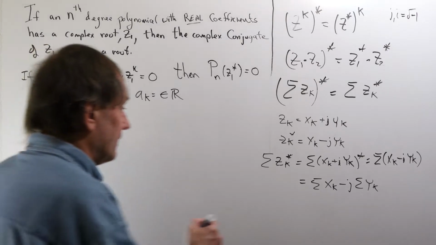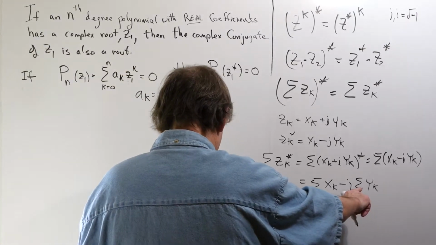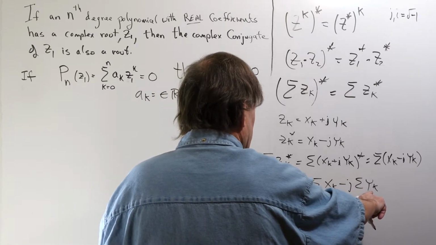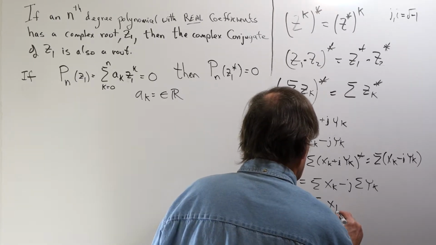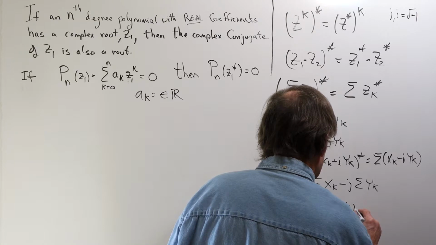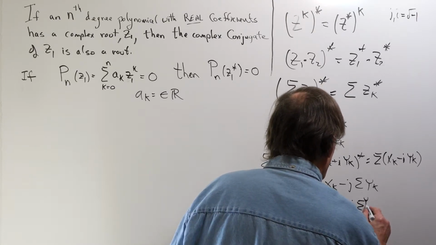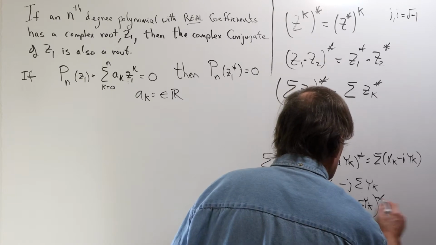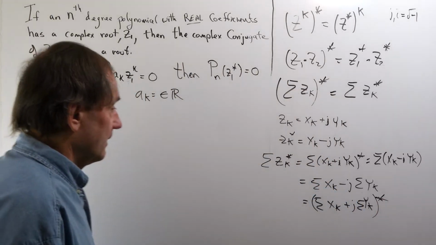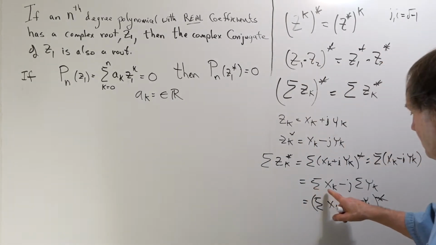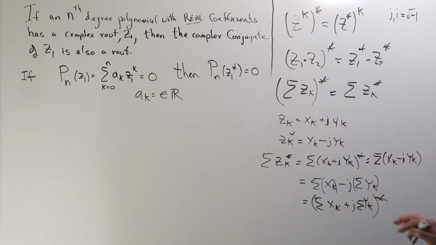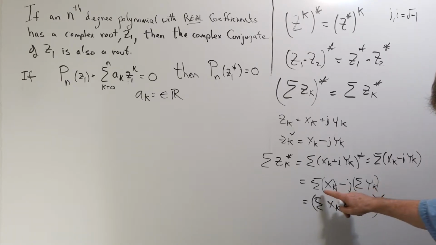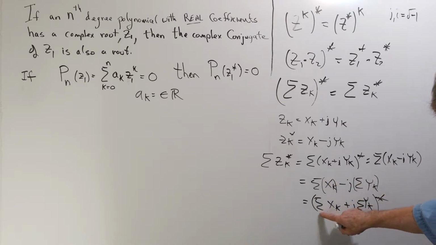But this now becomes the sum of xk plus j sum yk conjugate. Just using the definition of conjugate. The sum of this is the real part, this is the imaginary part, so the conjugate, this can be written as this conjugate. I just flipped the sign in front of the j.